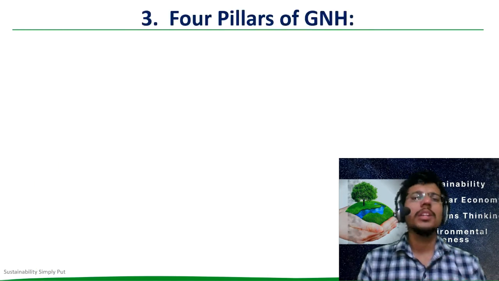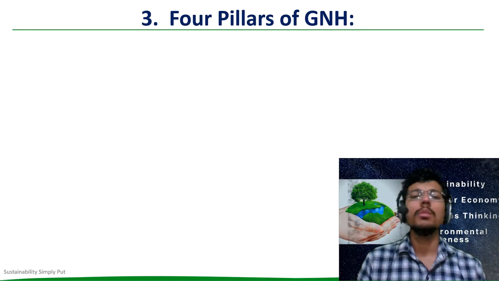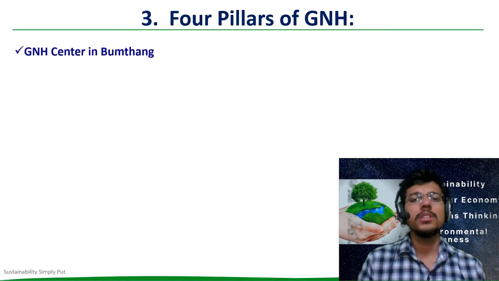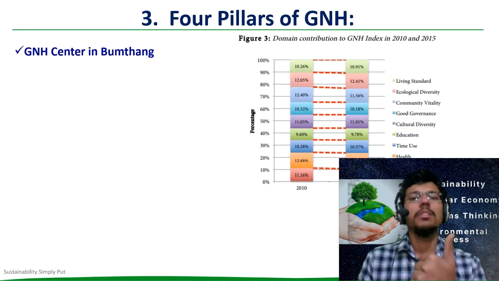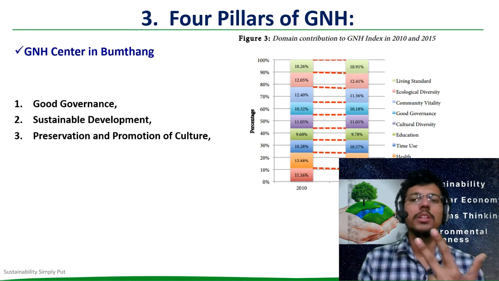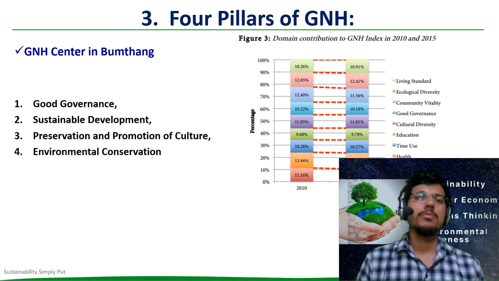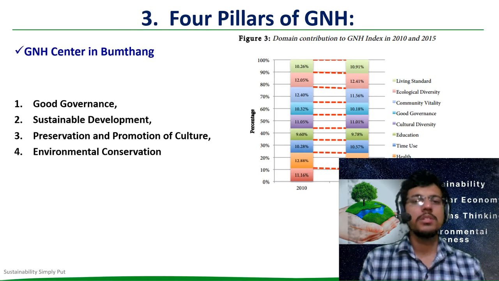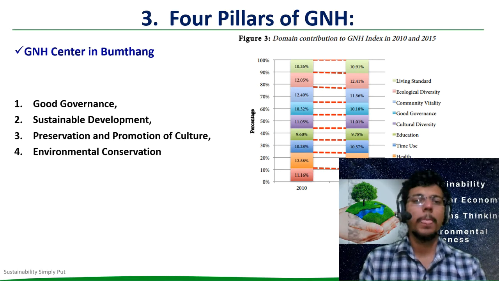Now let's come to our third point, the 4 pillars of this index. To achieve the goal, the Gross National Happiness Center in Bhutan developed what it calls the 4 pillars of gross national happiness. These are good governance, sustainable development, preservation and promotion of culture, and environmental conservation. The 2008 Constitution dictates that lawmakers must take it into account when considering new legislation.